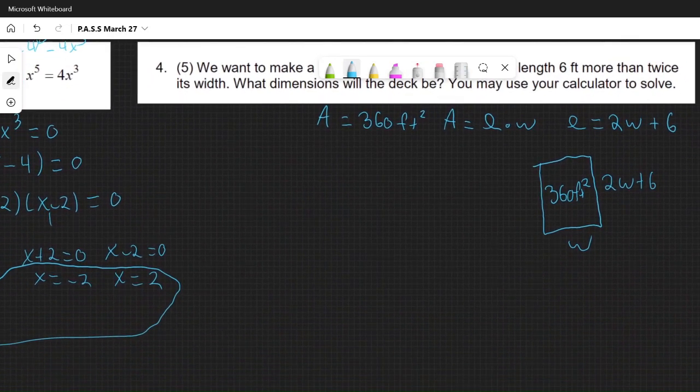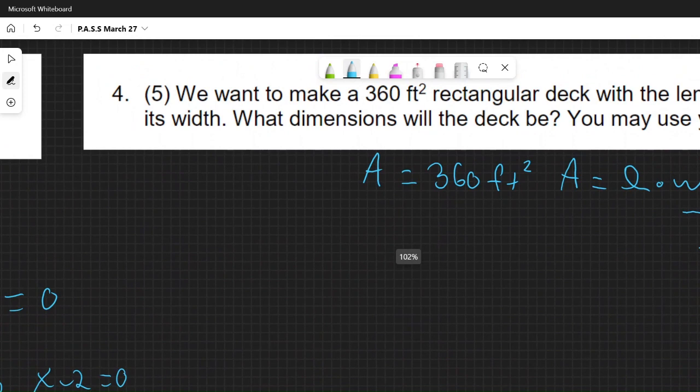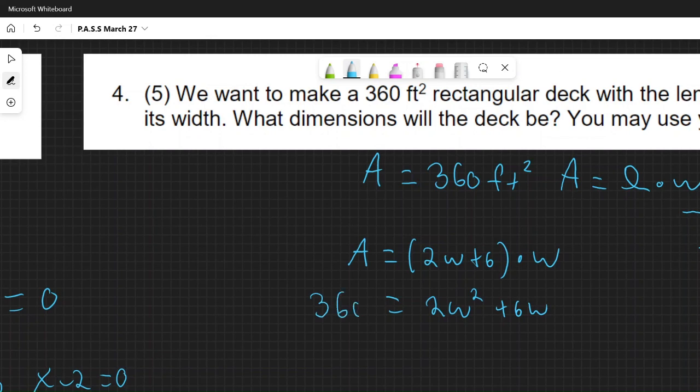So the approach to these sort of word problems is to substitute in what you know into the equation in order to eliminate a variable. So if we were to sub in 2w plus 6 equals the length into this equation here, we can eliminate the length from the equation. So by doing that, we'd have 2w plus 6 times the width, and that equals 2w squared plus 6w. And then we know that the area equals 360 feet.